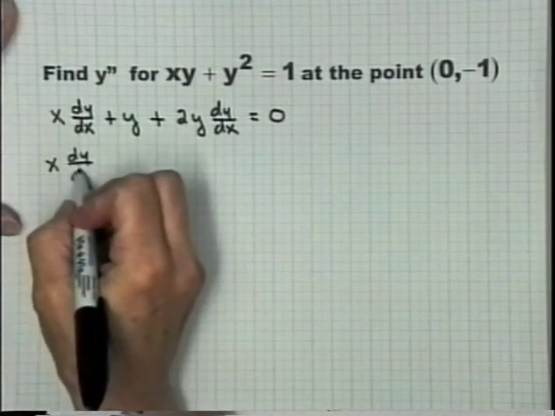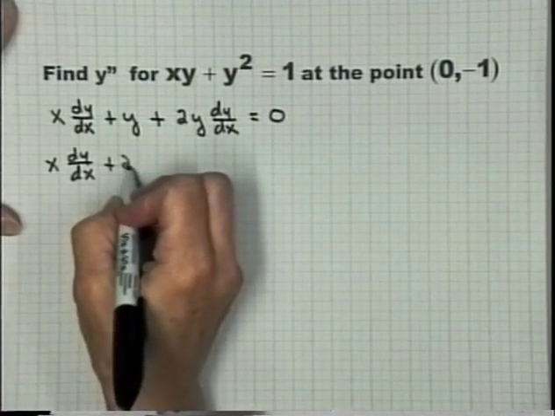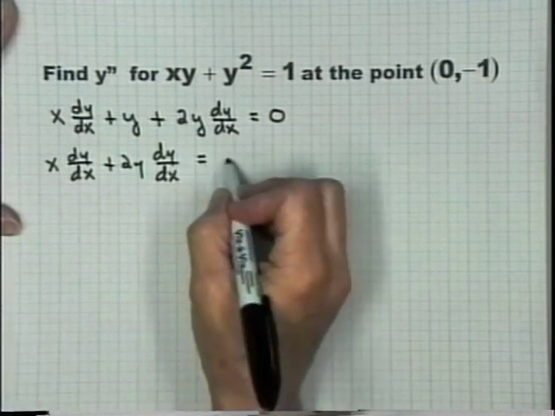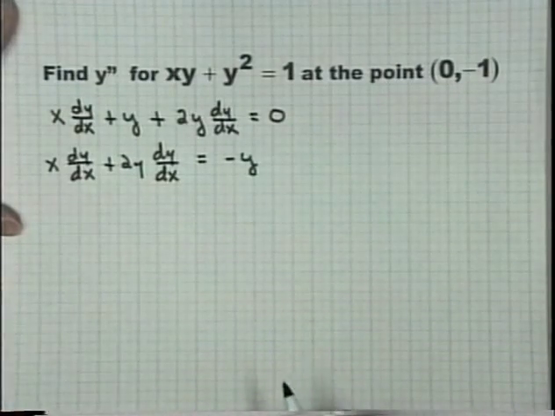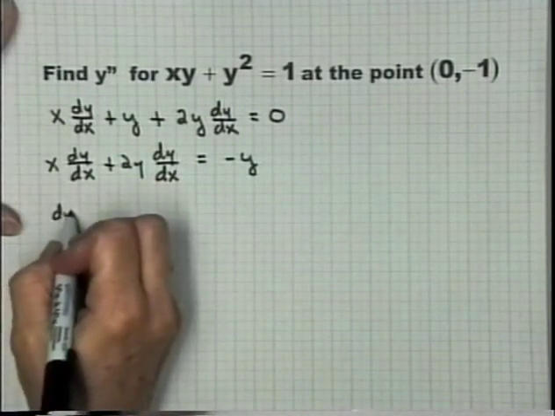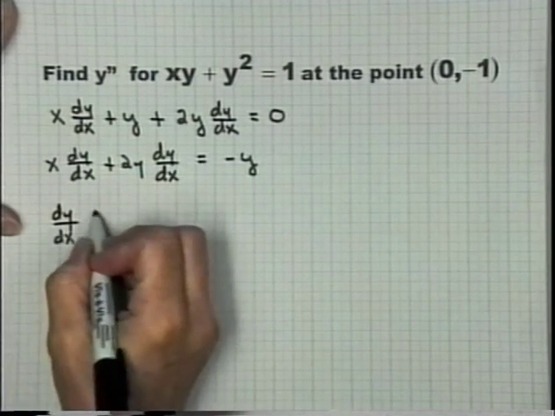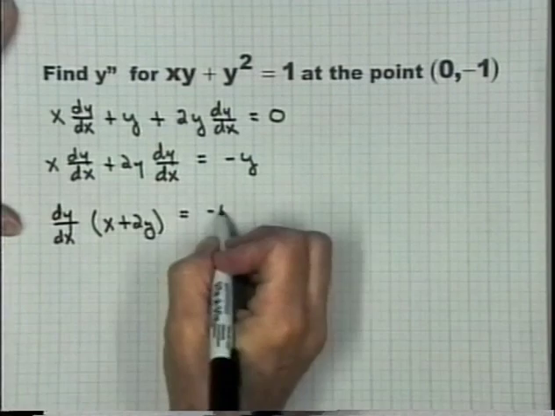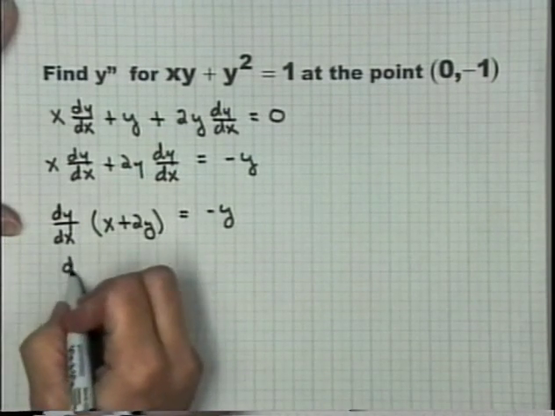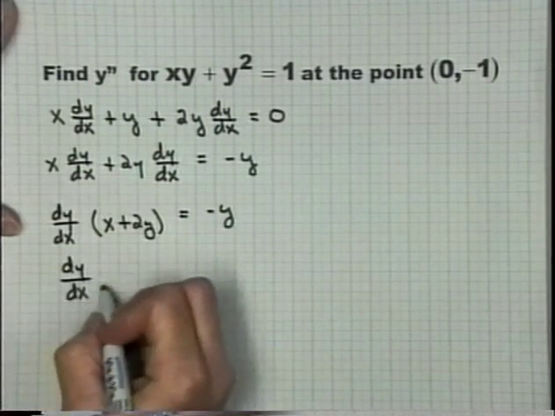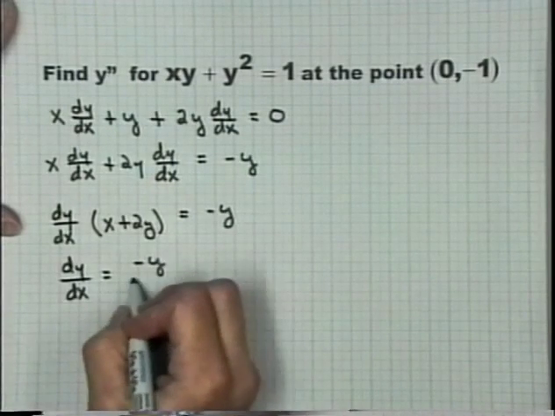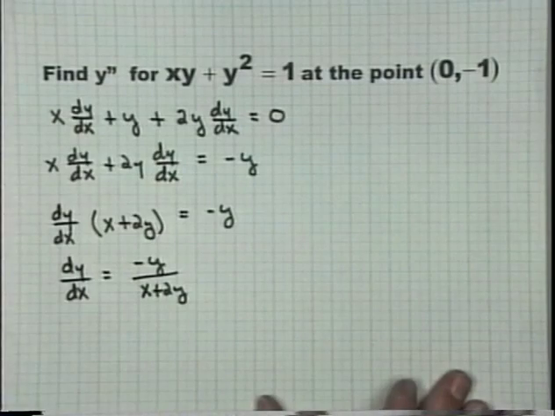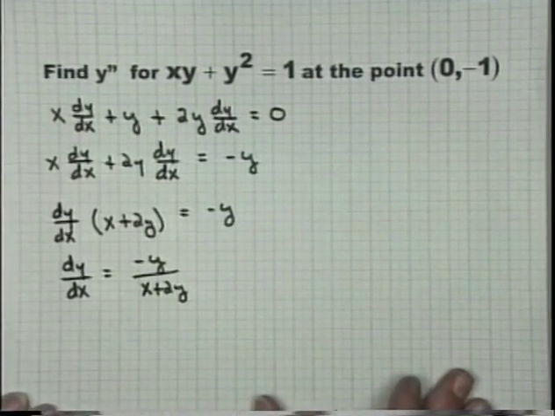X times dy/dx plus 2y times dy/dx will equal negative y. We'll factor out dy/dx, leaving x plus 2y, and then finally we'll divide: dy/dx equals negative y divided by x plus 2y. Okay, so we have our first derivative.